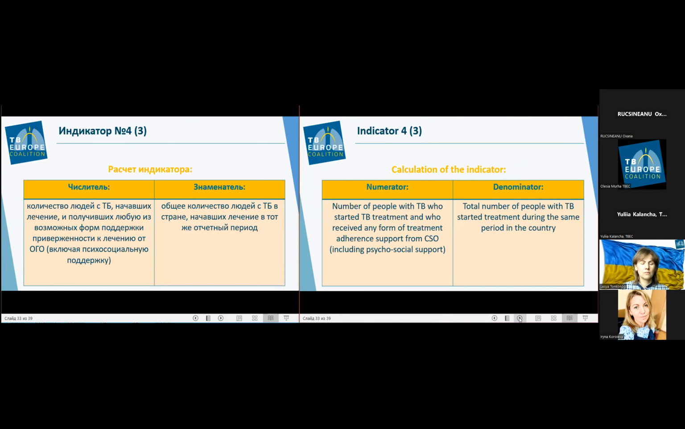And calculation of this indicator. The numerator is the number of people with TB who started TB treatment and who received any form of treatment adherence support, including psychosocial support. The denominator is going to be the total number of people with TB who started treatment during the same period in the country. And we proceed with the next slide.